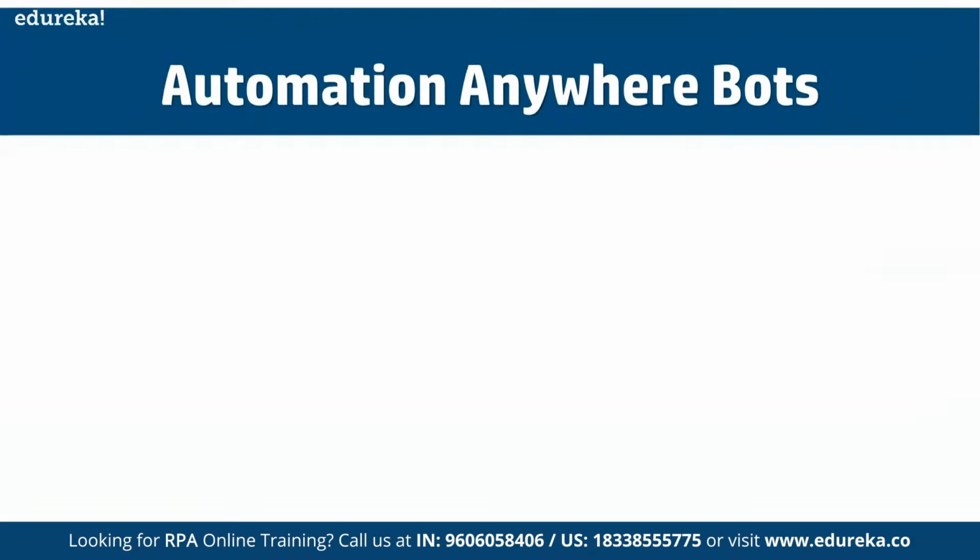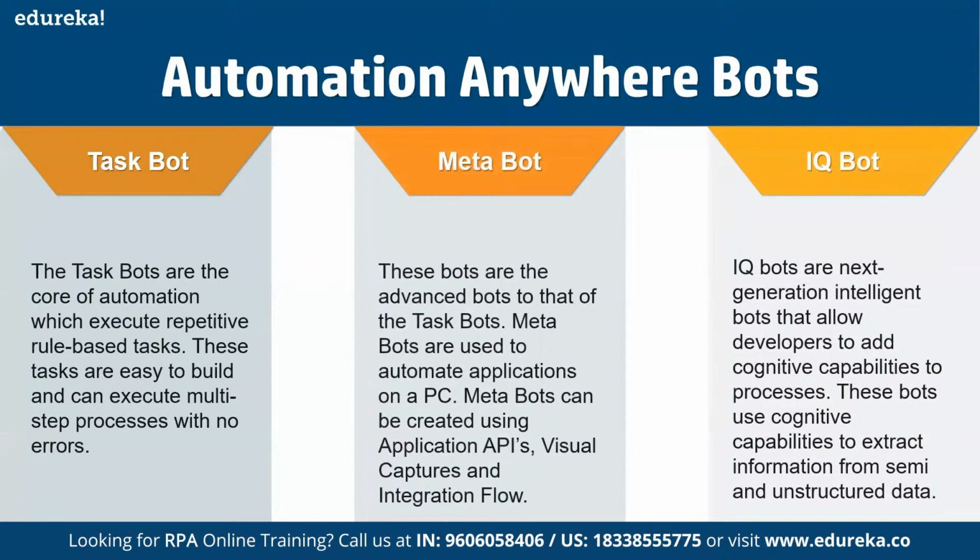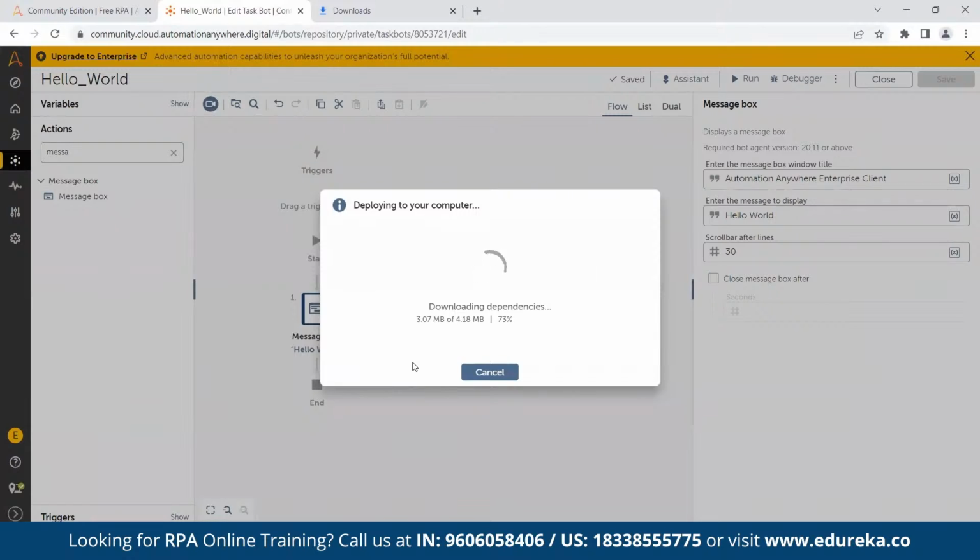Now there are different types of bots that we have in Automation Anywhere. One is a task bot, and the other is the IQ Bot. Metabots used to be there earlier, but now they are no longer there. So this is a task bot. A task bot is simply the kind of bot that we have created, a bot that simply does the RPA task.